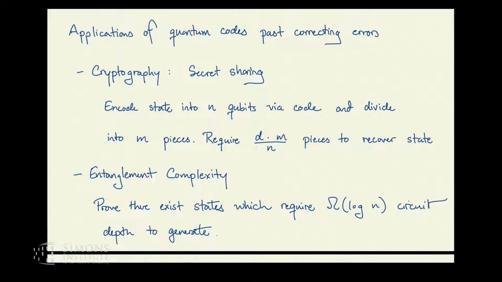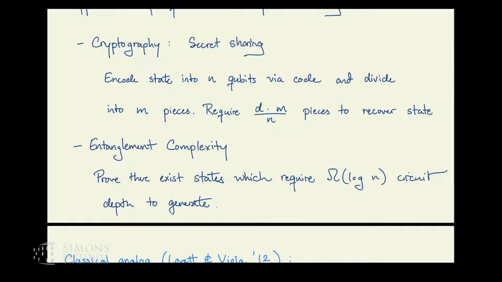Okay, maybe a few other applications past just correcting errors: you immediately can get some notion of cryptography or secret sharing, just because of the fact that information isn't held locally. So if you encoded a state into n qubits via some code and you divide it into m pieces, where the pieces were small enough that they were far less than the size of the distance, then the number of pieces you'll need to recover the state is large. Okay, and then what we'll say now is this entanglement complexity, which is to prove that there are states which require a large circuit depth to generate.